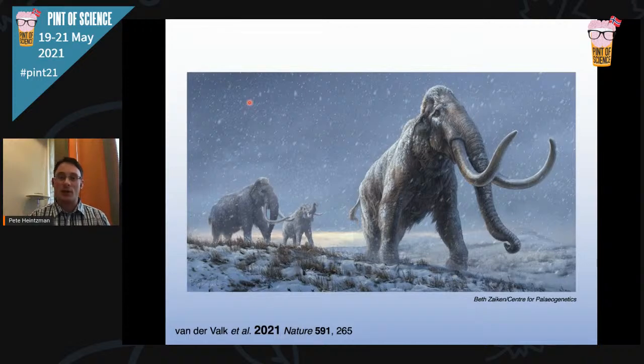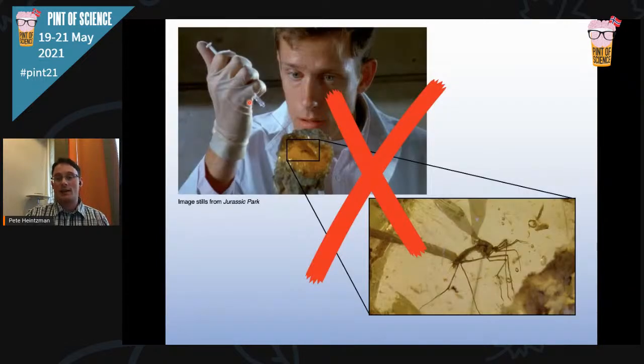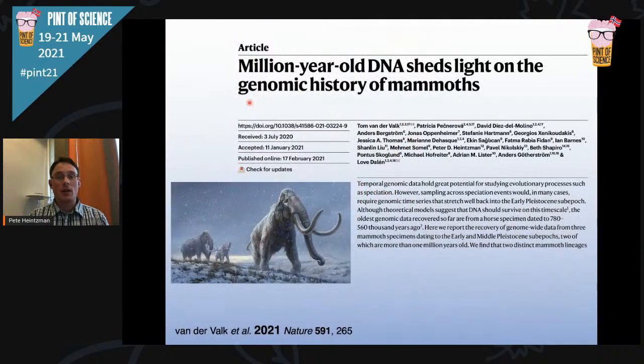I didn't say in my introduction how old the oldest DNA possibly can be. Got bad news. We cannot get DNA from amber. We cannot get dinosaur DNA. DNA does not survive for tens of millions of years, unfortunately. It'd be great if it did. We'd love that, but unfortunately it doesn't. The oldest DNA that's been authenticated, that is on record, was our study from 2 months ago, where we recovered DNA from Siberian mammoths that were up to about 1 to 1.2 million years old.